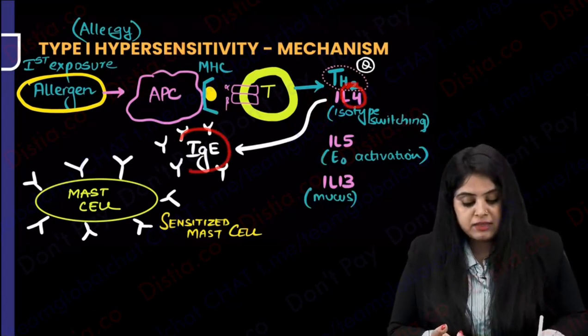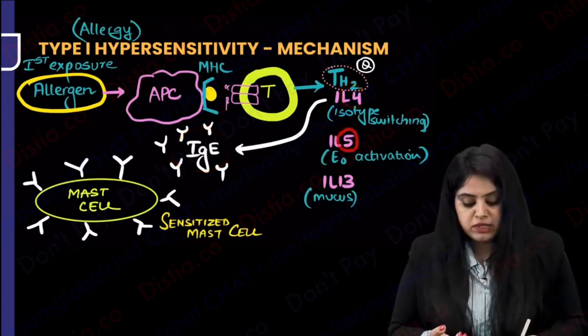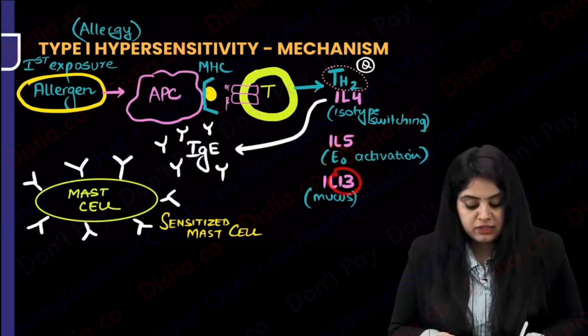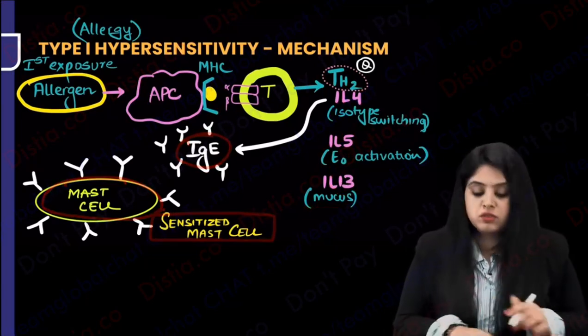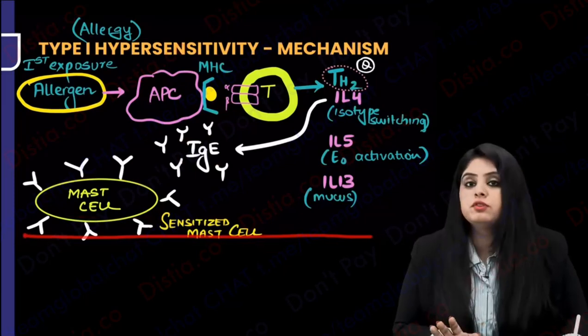4 is going to make antibodies like IgE. 5 is going to get all the eosinophils for me, and 13 is going to make all the mucus. IgE will go and settle on the mast cell, so I call it a sensitized mast cell, and the story of the first exposure stops over here.